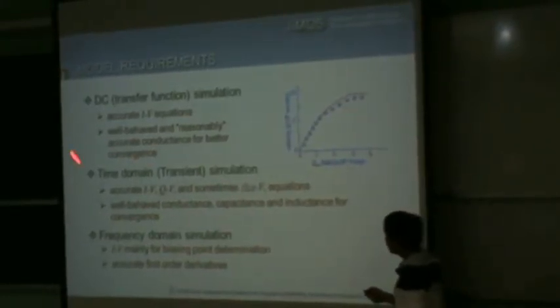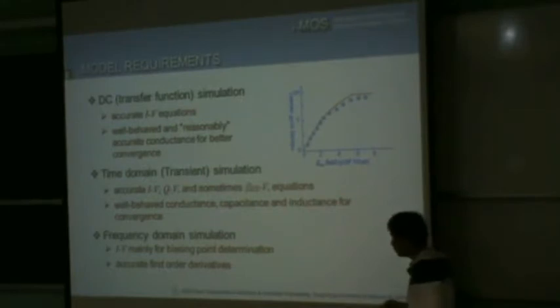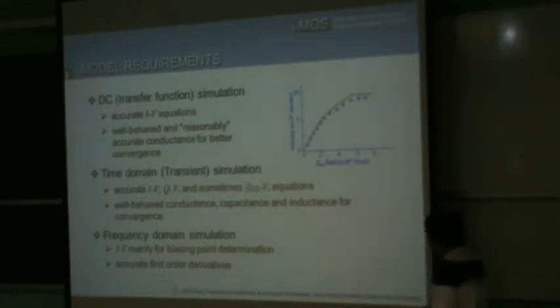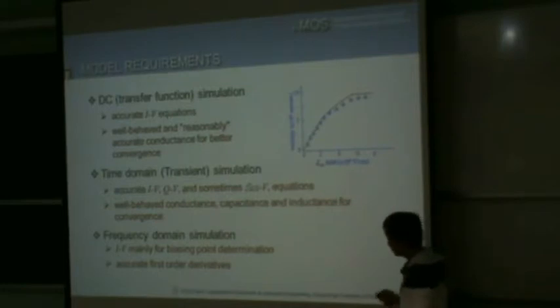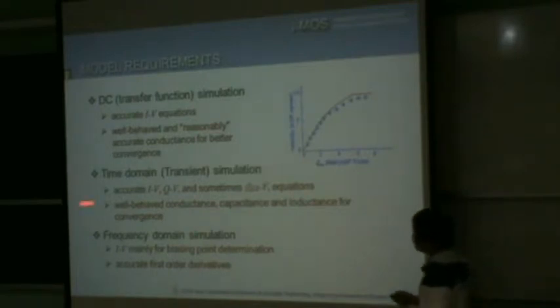You may also require some time domain simulation. This is more involved. Besides IV, you also require QV because you have dQ/dt, the transient current. And then sometimes, if you have inductance there, you have a flux-V equation as well. But fortunately, I think up to now, people are only considering linear inductance. We don't have any nonlinear inductance, so we don't have to worry too much about this. And then we need well-behaved conductance and capacitance, or sometimes inductance, for convergence.